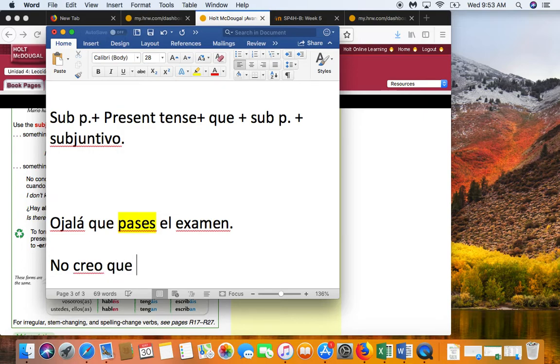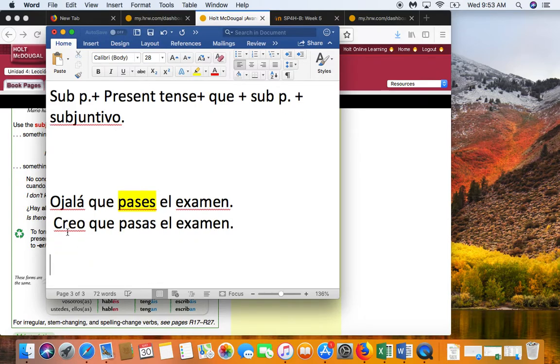Present tense for yo. No creo que tú, with acento, right? ¿Cómo se hace? Tú pases el examen. If we know who we're talking about, you can leave this out. No creo que pases el examen, right? Now, what happens if I erase no? Okay, now it means I do believe then you will pass the exam. Creo que pasas. Then here it has to be present tense, okay? Because there is no doubt. So be careful with that, okay?